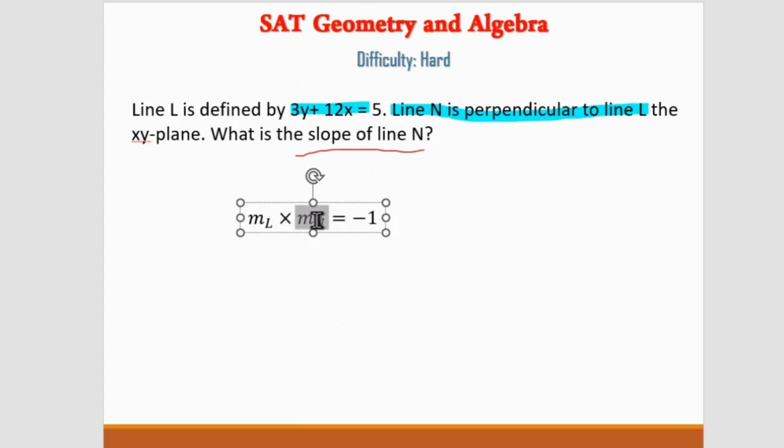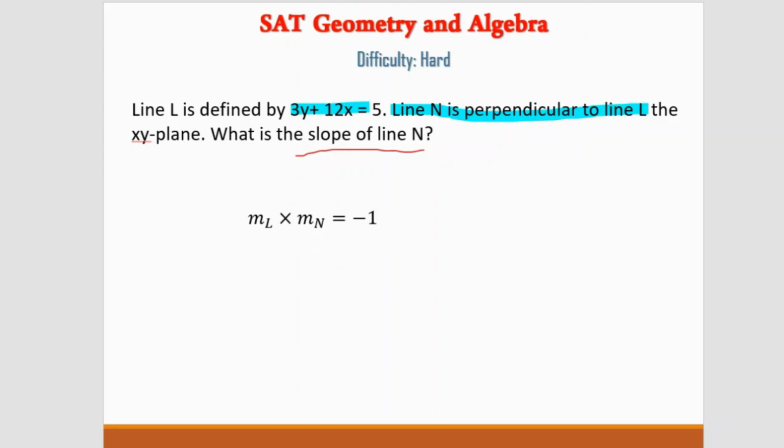And we know the slope of line N is m of N. So from this equation, if we can just figure out the value of m of L and divide -1 by it, we can easily figure out the value of m of N. Okay, so you have to remember that. So what we have to do right now is figure out the value of m of L.